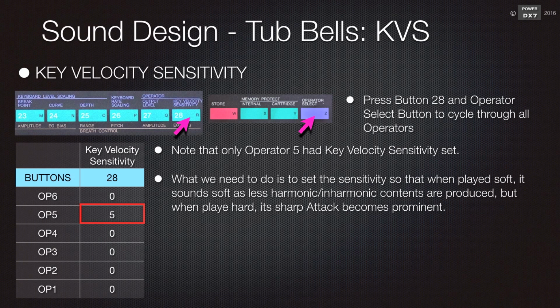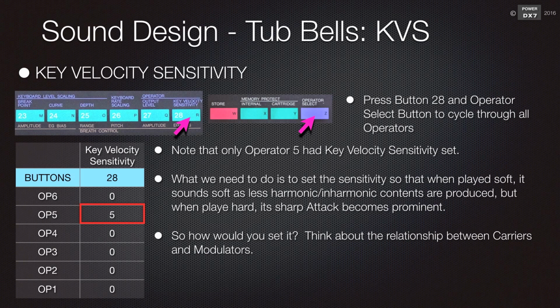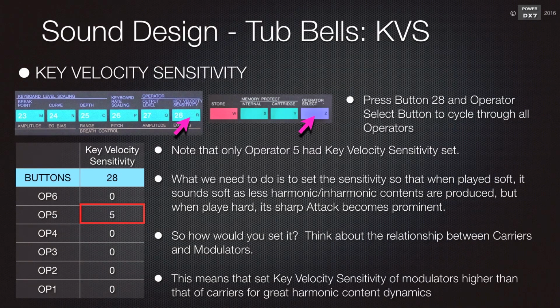So we need to set the sensitivity so that when you play soft, it sounds soft with less harmonics/inharmonics. When you play hard, its sharp attack becomes prominent and the overall sound becomes rich in harmonics and inharmonics. So how do you set it? We need to think about the relationship between carriers and modulators. This means that we set key velocity sensitivity of modulators higher than that of carriers for great harmonic content dynamics.